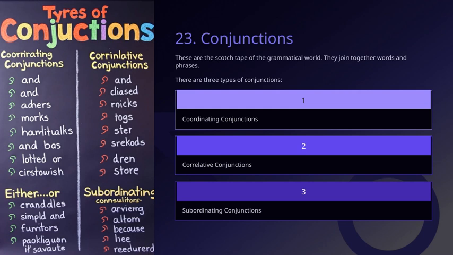Remember, understanding these types of conjunctions is key because they act like the glue that holds our ideas together, ensuring our communication is clear and connected. This all ties back to the theme of mastering grammar as a foundation for effective expression.